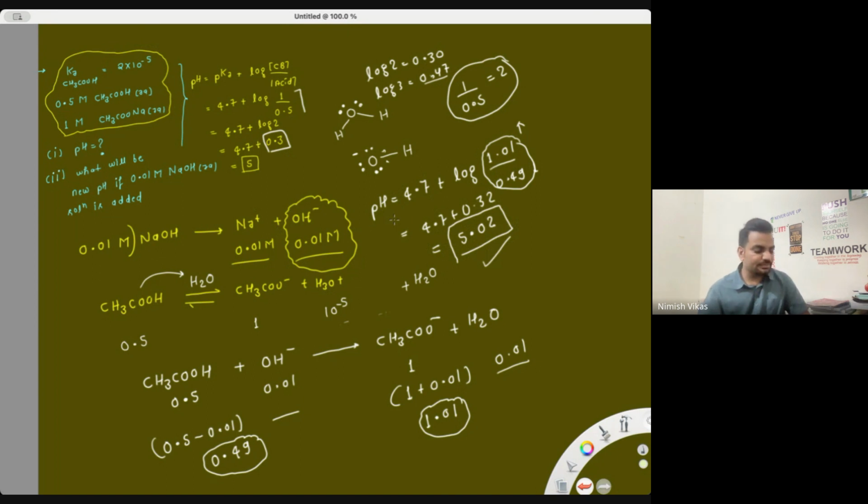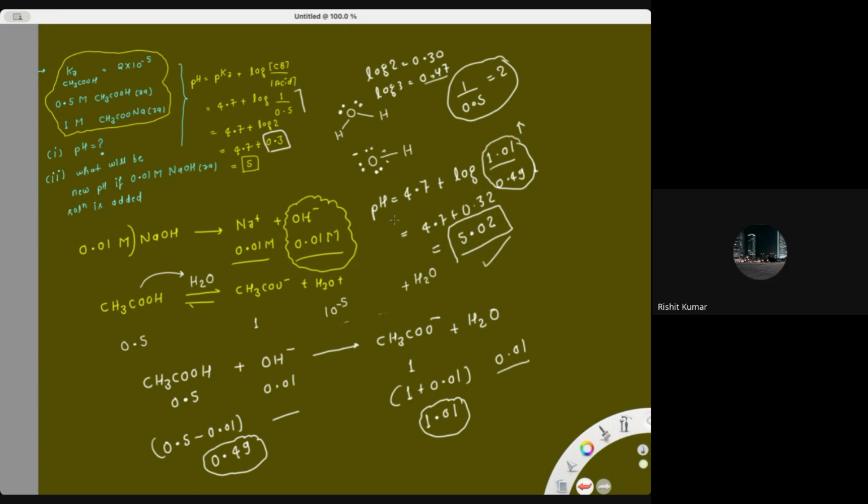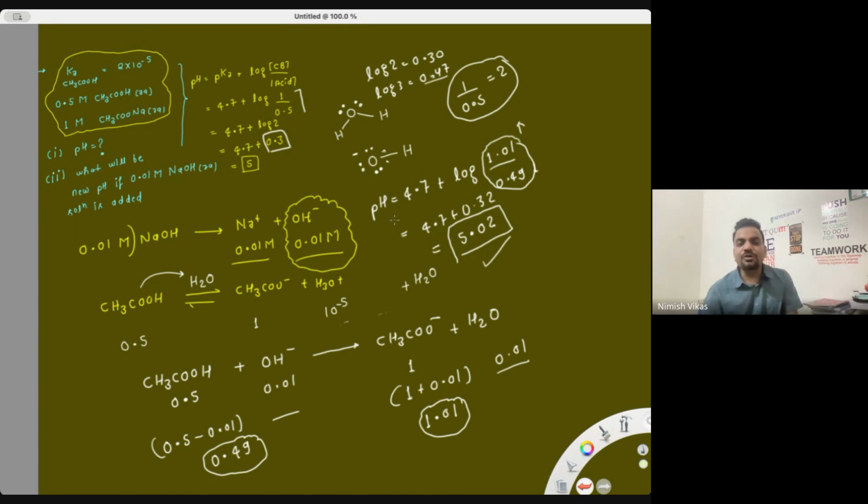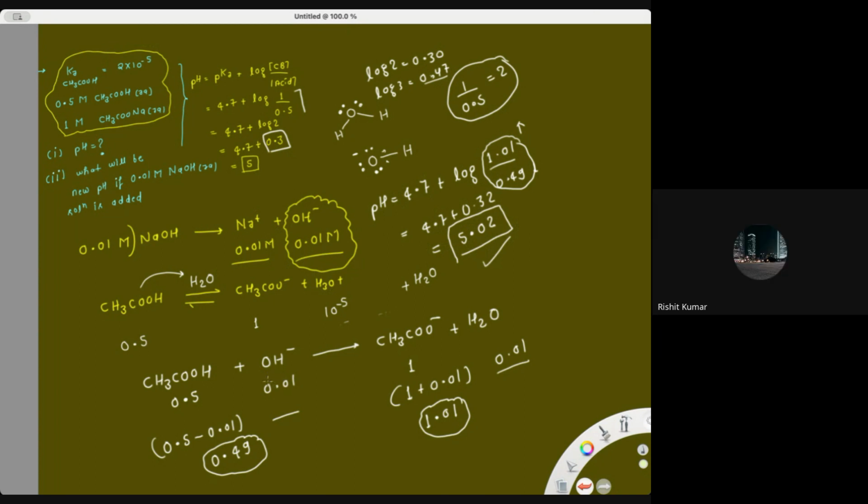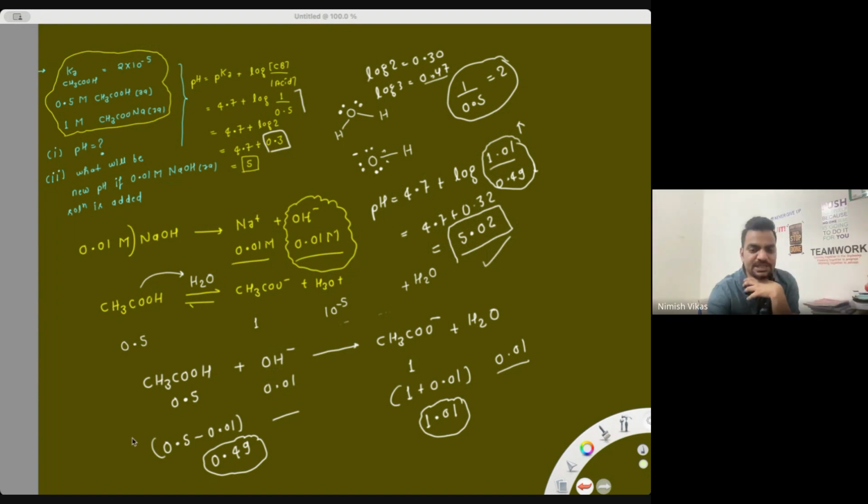Any confusion? Please ask me. So after adding base also we can apply the same equation, right? Yeah, we should know the final concentration at equilibrium. Now base got consumed, right? No more NaOH effect is there. Yes. Please ask me if you have any confusion. Anyone?